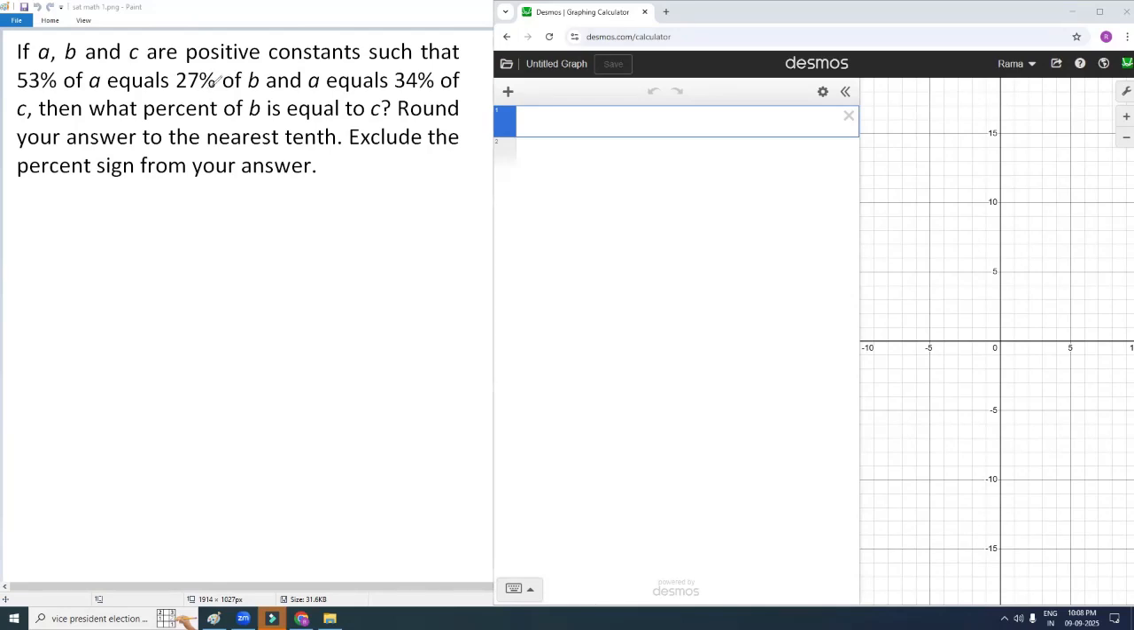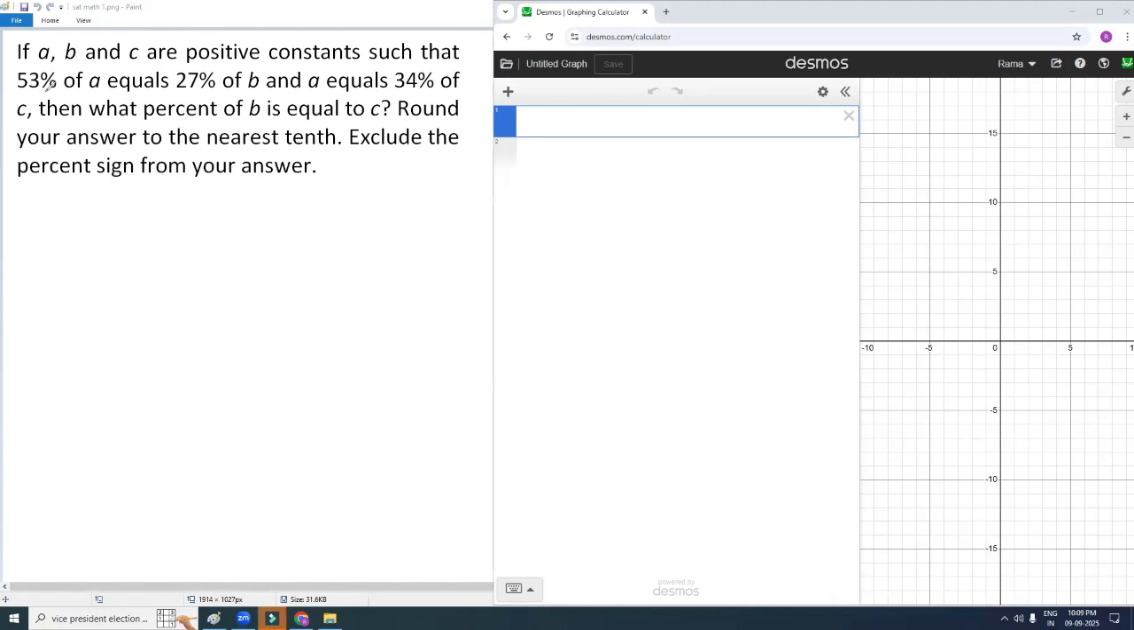Here we have a SAT math problem. Okay, let's go to the question. If A, B and C are positive constants, so that 53% of A equals 27% of B and A equals 34% of C, then what percent of B is equal to C? Round your answer to the nearest tenth, exclude the percent sign from your answer.